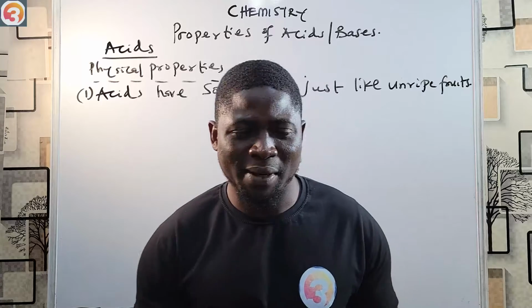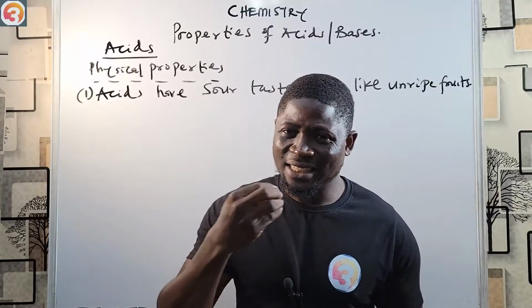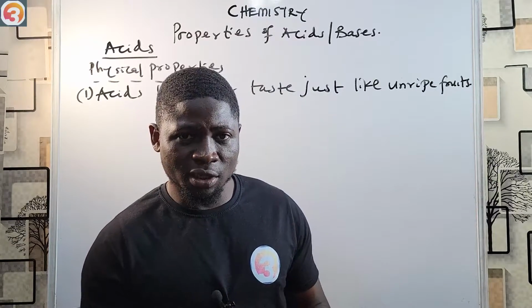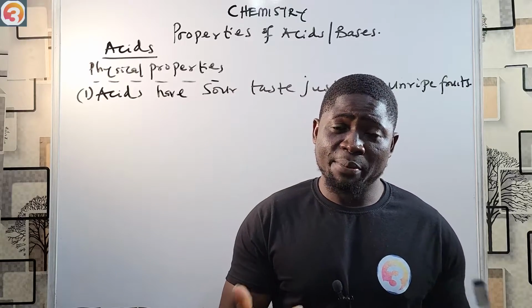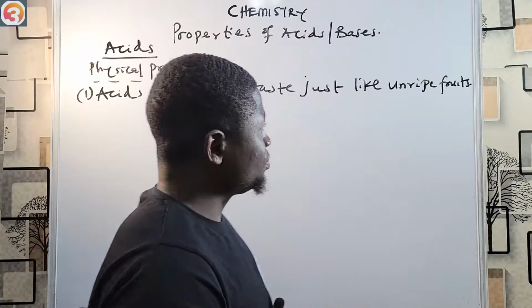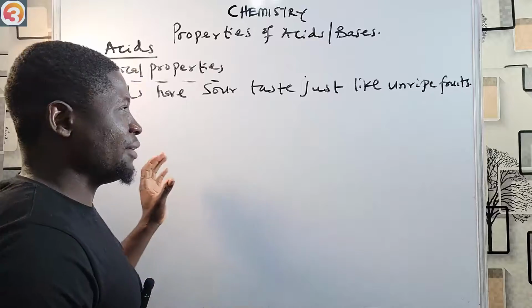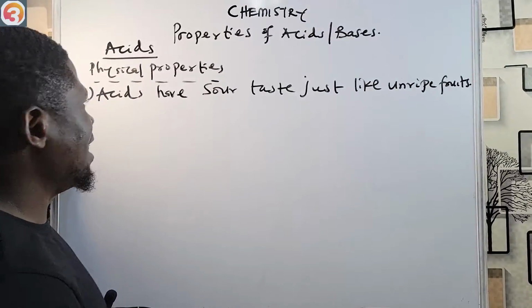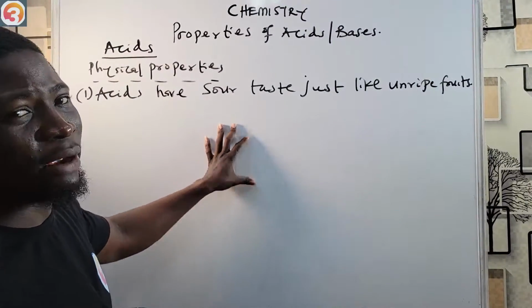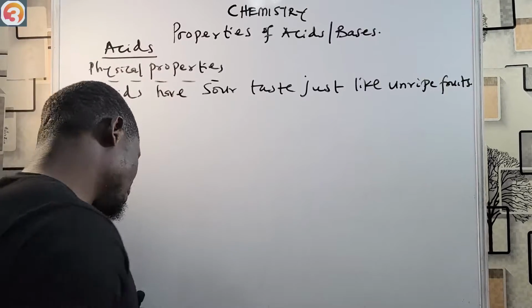So that's a physical property of acid. You are tasting an acid from that mango fruit. It may even be an unripe orange that you have tasted before. So the sour taste is the taste of acid. Acids have a sour taste, just like those unripe fruits of that time.